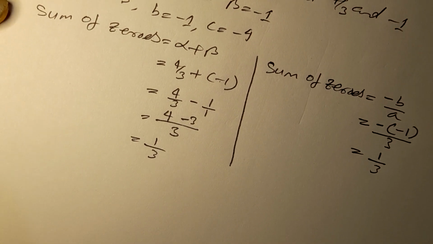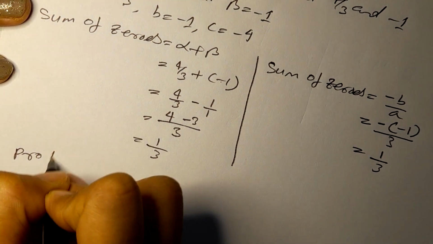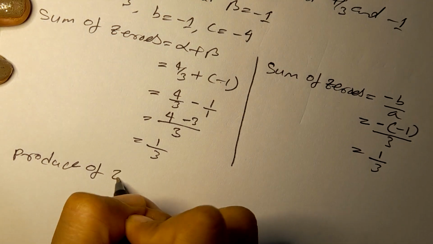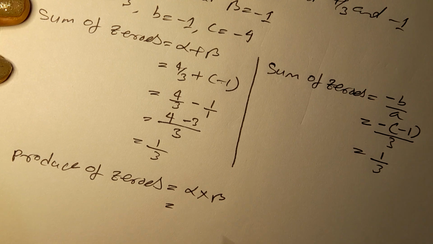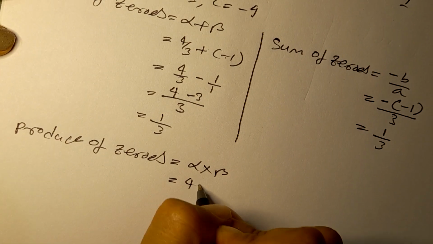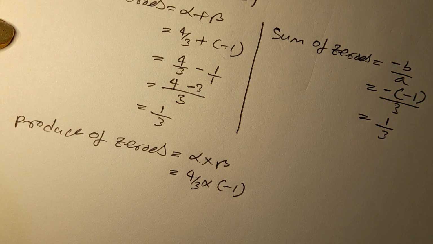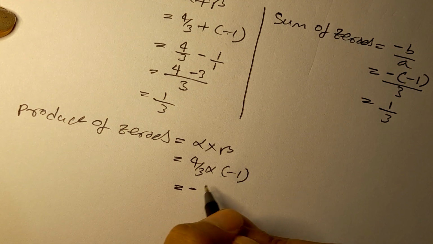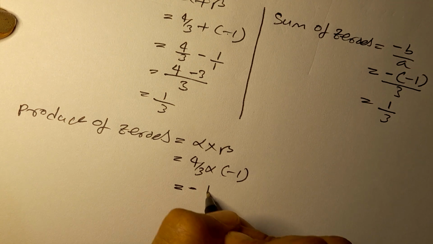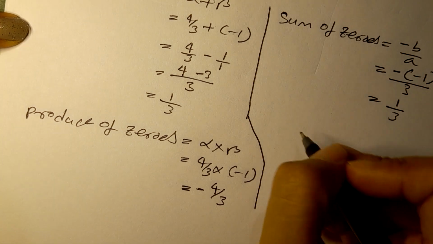Now come for the product of zeros. Product of zeros, that is multiplication, alpha into beta. What is the value of alpha? 4/3 into, what is the value of beta? -1. Always give the bracket. Whenever there is a negative sign, always give the parenthesis. So if you multiply plus into minus, it will give minus. If you multiply any number by 1, it will remain the same. So it will be minus 4/3. So we got minus 4/3. Now the product is complete.